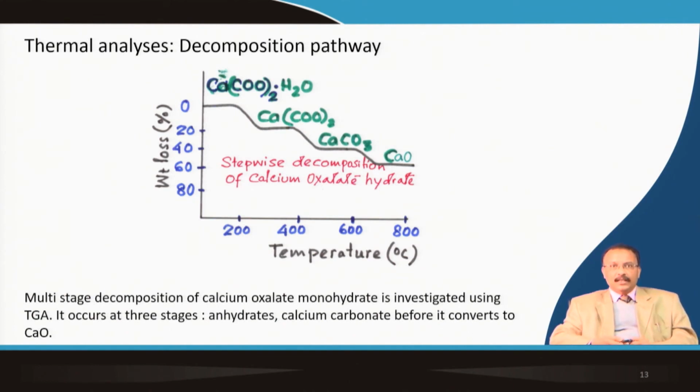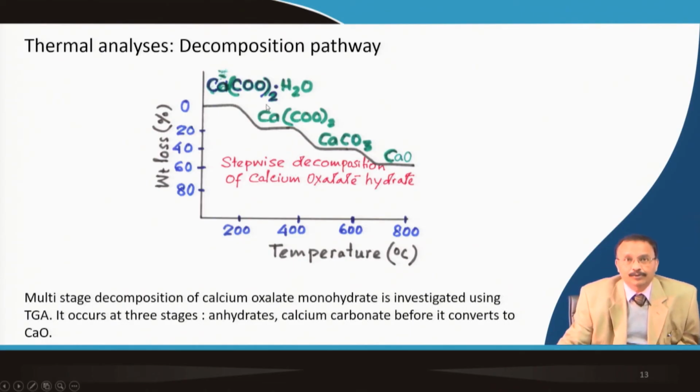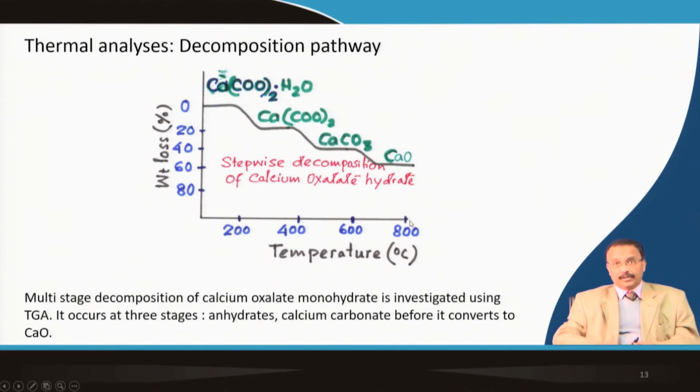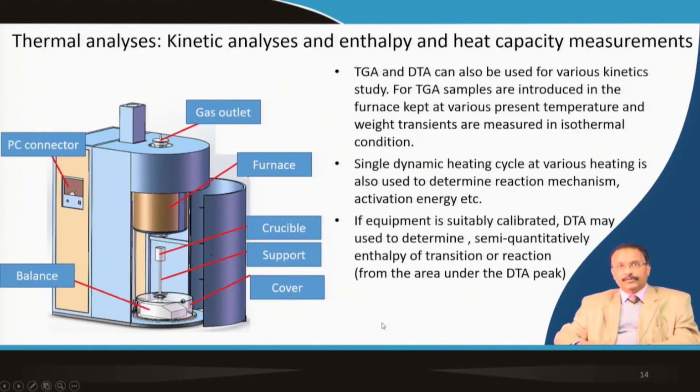Here you can see that if you take calcium oxalate hydrate, it decomposes to form three different types of material. So it basically occurs in stages. First an anhydrate forms, then it transforms into calcium carbonate before it finally converts to calcium oxide. These temperatures correspond to these reactions, and they can be precisely identified by thermogravimetric analysis, for example.